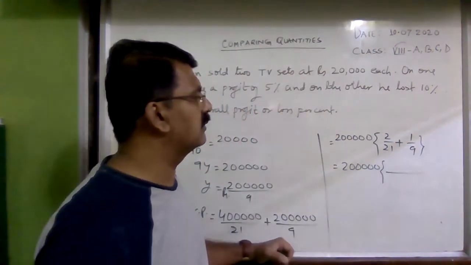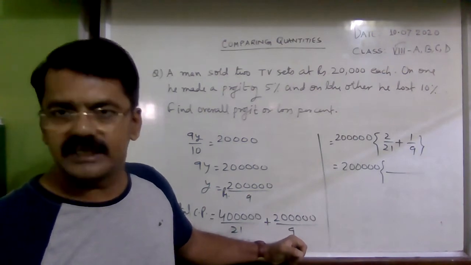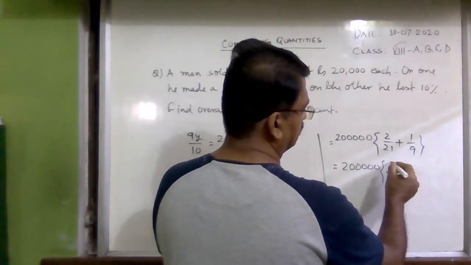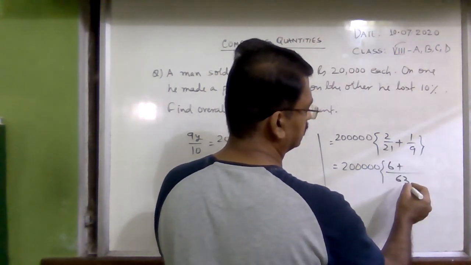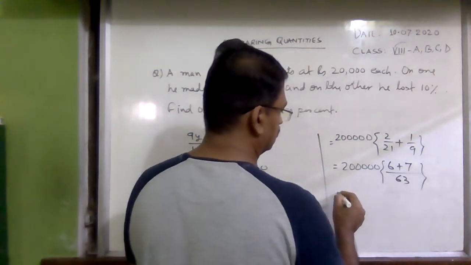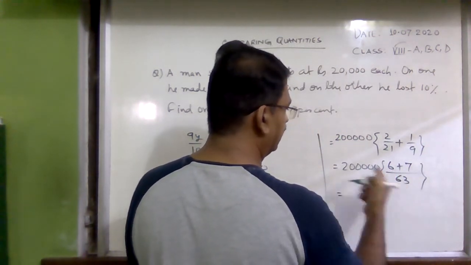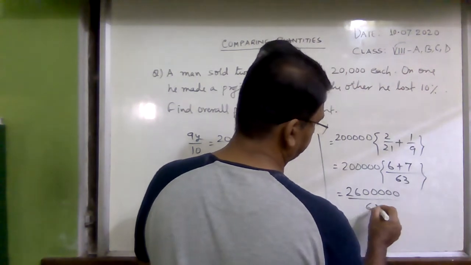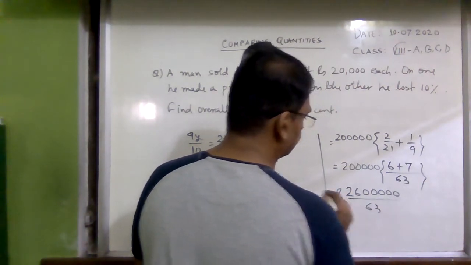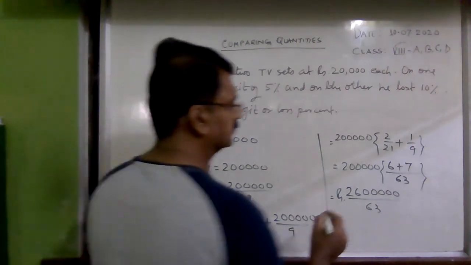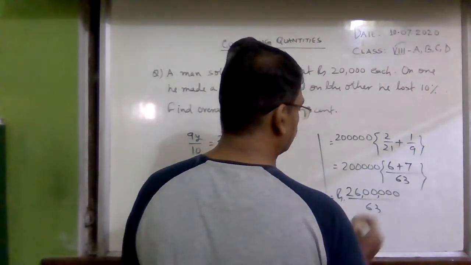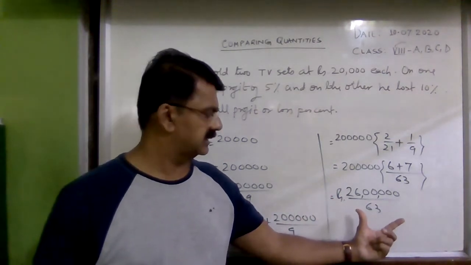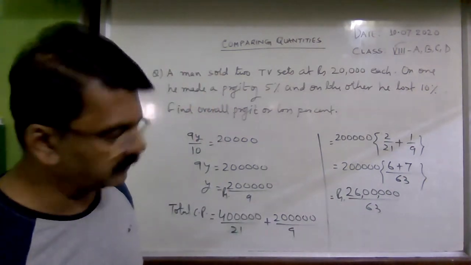Now what would be the LCM of 21 and 9? It is 63. So you write 63 here. So 6 plus 7, 13. 13 into 2 is 26. This is the total CP. The total CP of 2 televisions is this. Clear? Now we will find total SP.